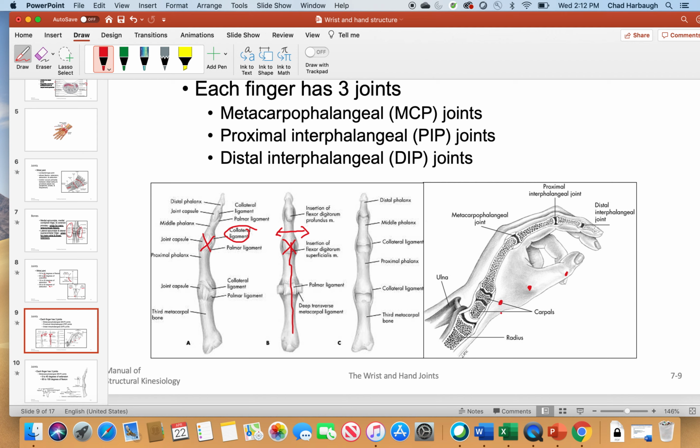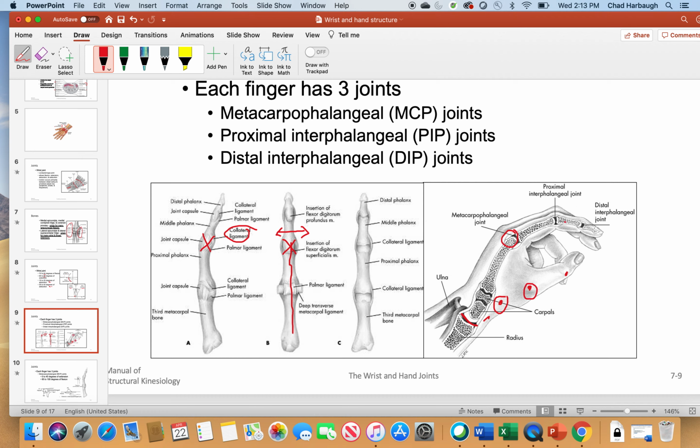When we're over here, I showed you earlier the radial carpal joint, and then we have the carpals of the wrist. And right here, this is the carpometacarpal joint. So the connection of the thumb between the carpals of the wrist and the thumb. And then in the fingers, we have the metacarpal phalangeal joint.